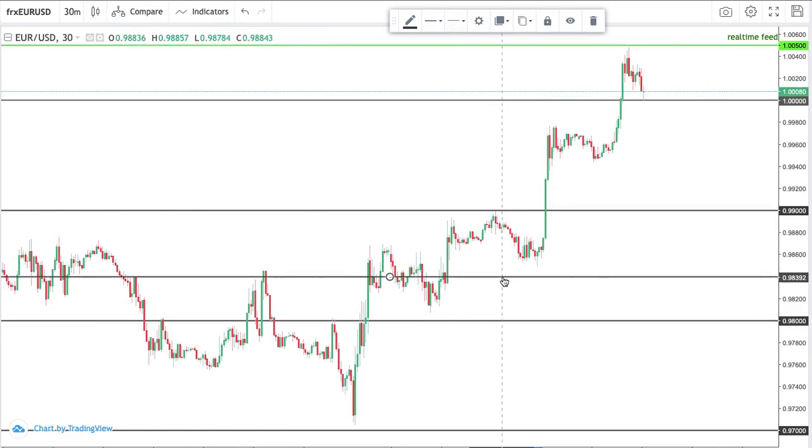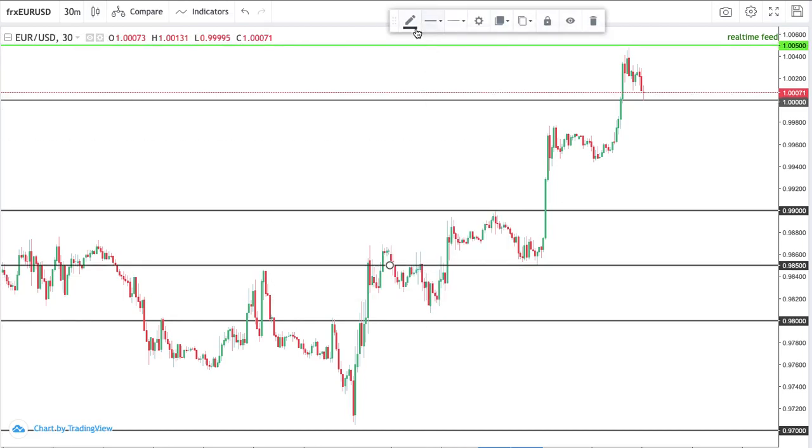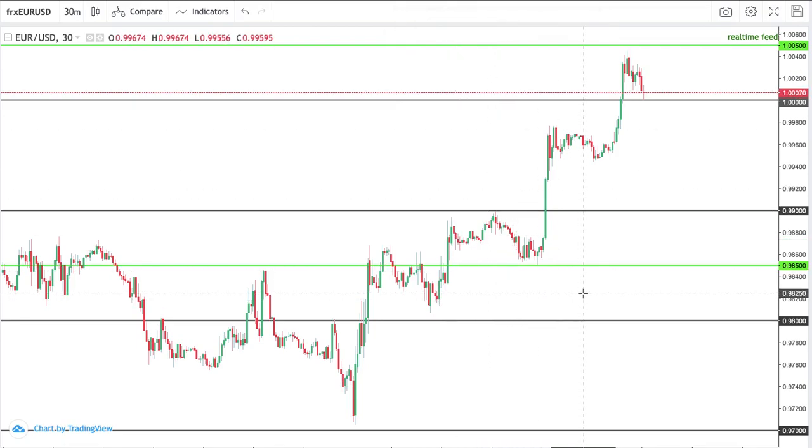So let me bring in the next major minor psychological numbers. That should be 9.8. So that should be 85, 8500. Let's change the color of this to green. Are you seeing this? This is the minor psychological number.